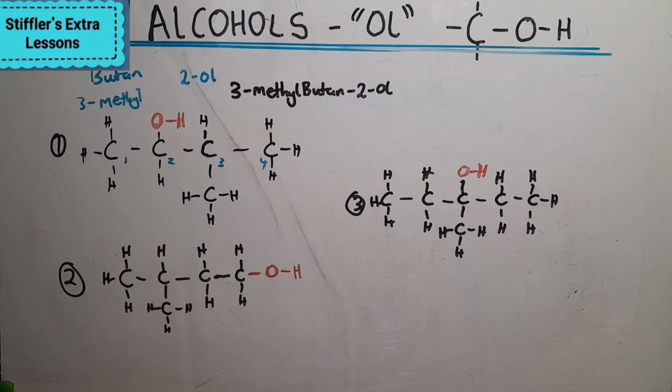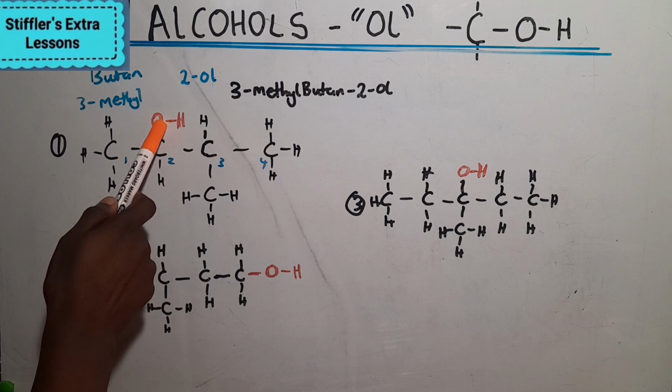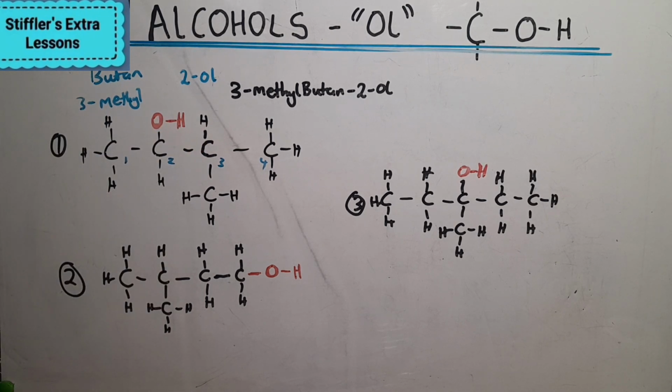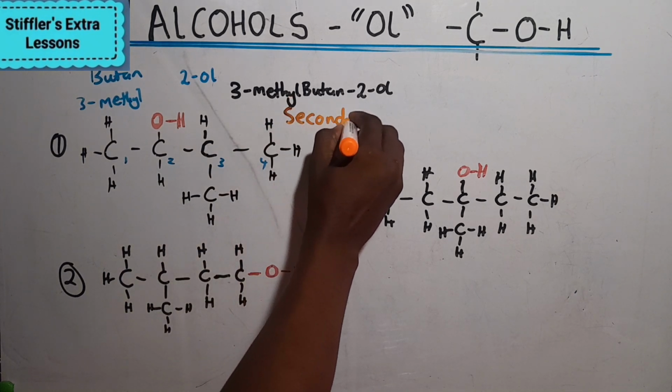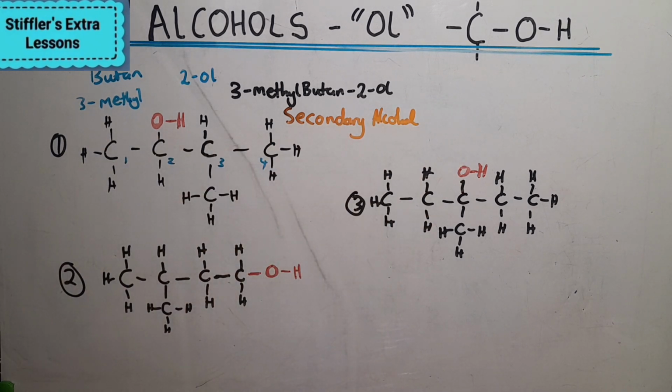So let's identify this. We can see that the carbon carrying the hydroxyl is only bonded to 2 carbons. And we said if that's the situation, then this is a secondary alcohol. So this is a secondary alcohol. Moving to number 2 there, if you want to try this out, you can pause this video and resume in 3, 2, 1.